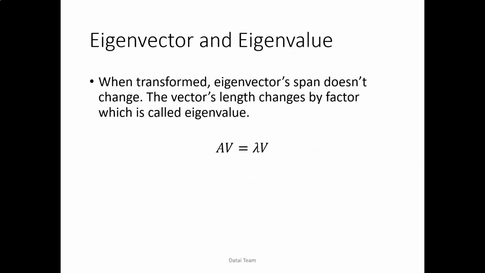And now we have the eigenvalue and the eigenvector. When transformed, eigenvector's span doesn't change. The vector's length changes by a factor, which is called the eigenvalue. Here we have the vector v and the matrix A, and we are transforming that vector v with that matrix A, and our result is the eigenvalue times the vector. So the vector itself doesn't change, it doesn't rotate, it only gets shorter or longer, and sometimes there is no difference. The eigenvalue is simply 1.